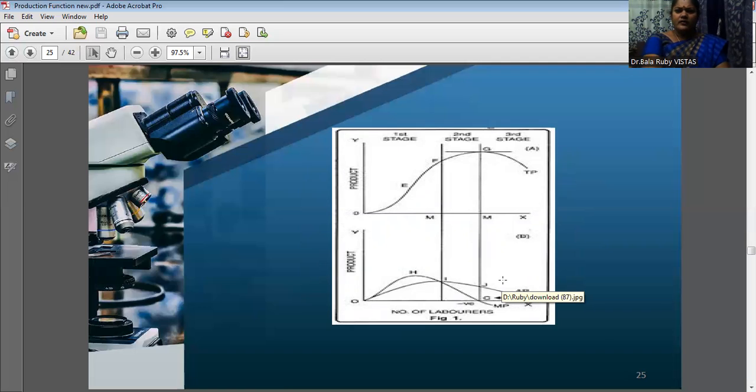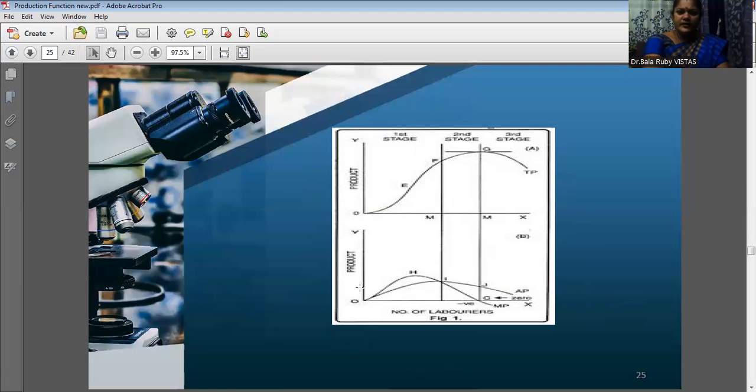Now we can concentrate on this diagram. See, here there are two panels. One is the upper panel and another one is the lower panel. In both the upper panel and lower panel, the x-axis measures the number of laborers. And on the y-axis of the upper panel, we measure the total production. And on the lower panel y-axis, we measure the average production as well as the marginal production.